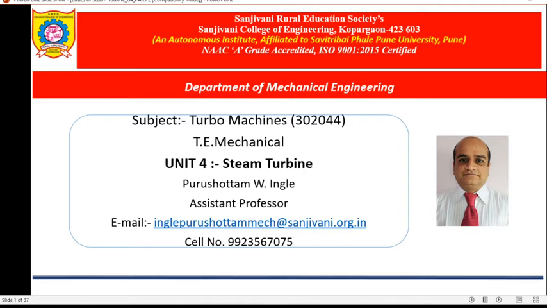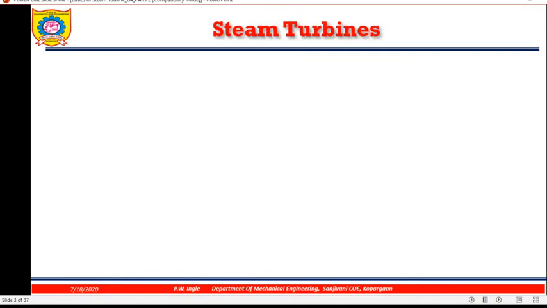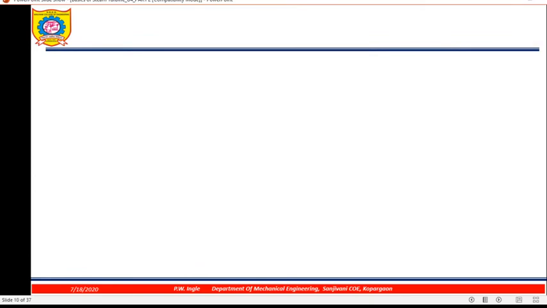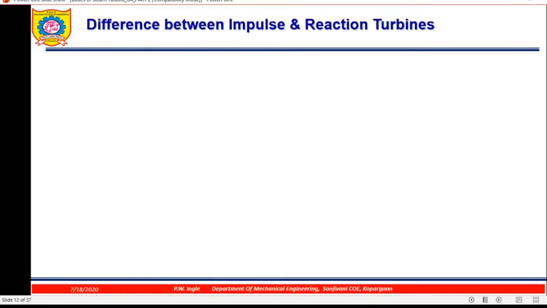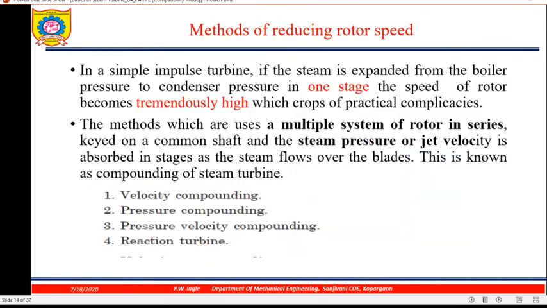So up till now, we have discussed the basic difference between impulse turbine and reaction turbine. So today we will discuss compounding of steam turbine, why compounding is required, and what are the different methods of compounding. So compounding is nothing but a method of reducing rotor speed.